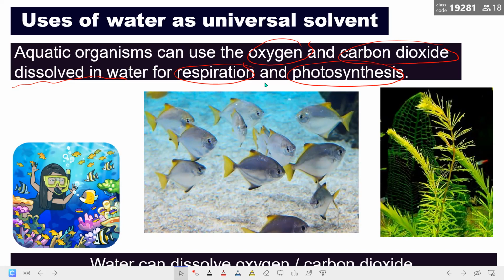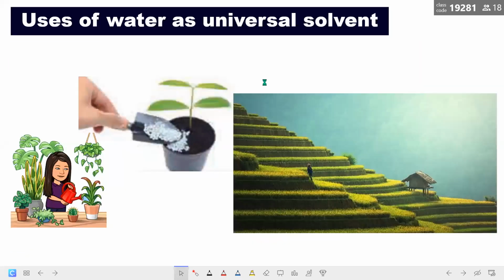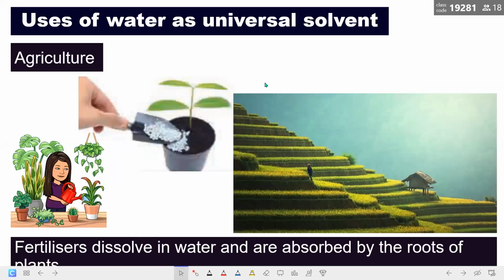So water here can dissolve oxygen. Water here can dissolve carbon dioxide, especially carbon dioxide. Carbon dioxide is very soluble in water. Here we see in agriculture, fertilizers will dissolve in water and therefore be absorbed by the roots of our plants. So we use water a lot.